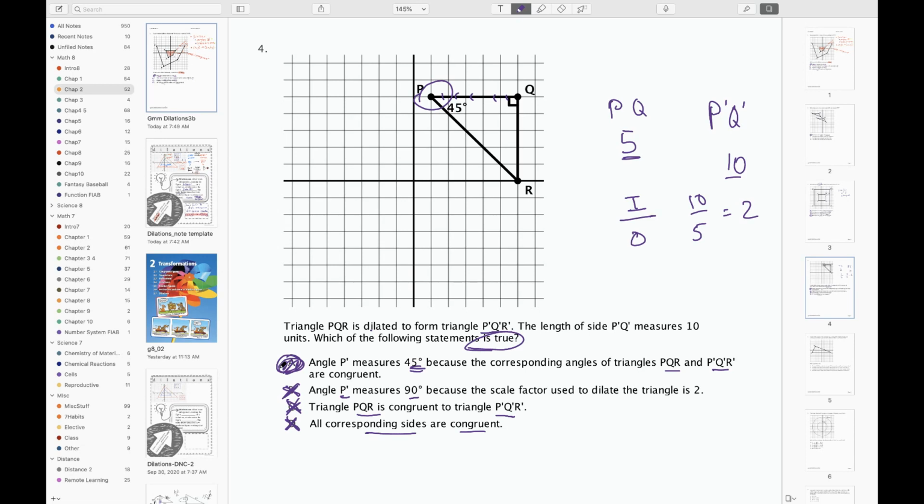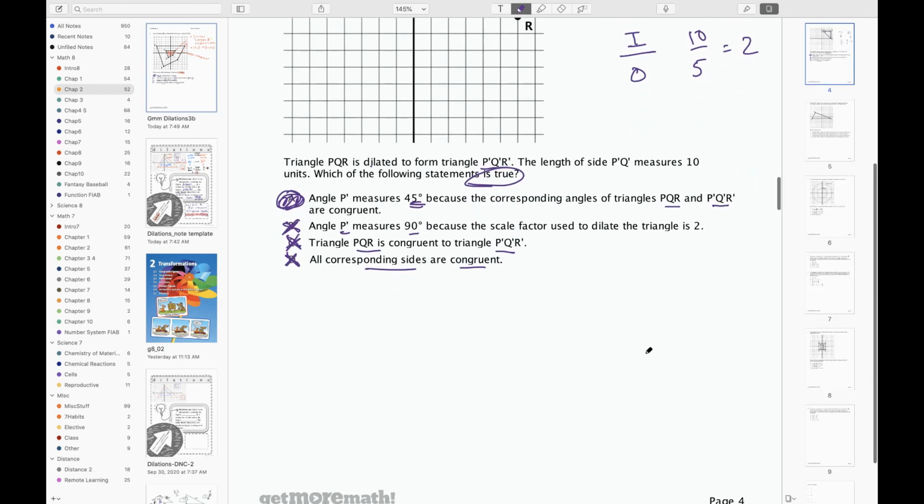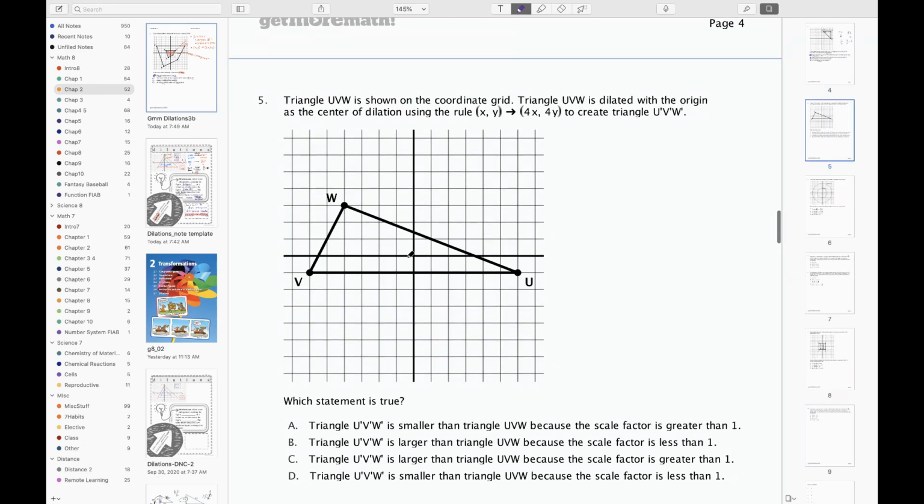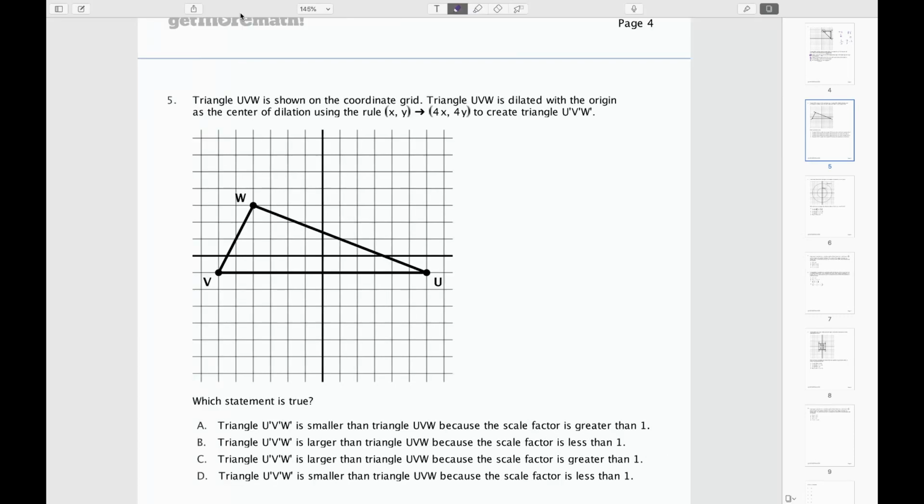Yay. Okay, let's look at the next one then. Triangle UVW is shown on the coordinate grid. As a center dilation, use the rule (x, y) yields (4x, 4y).